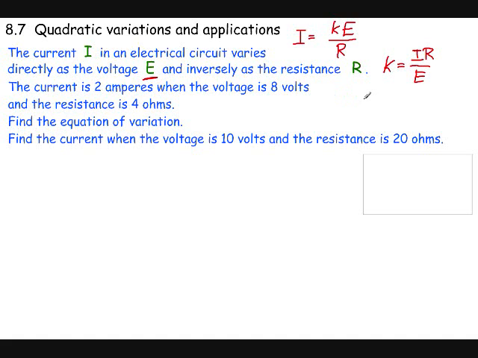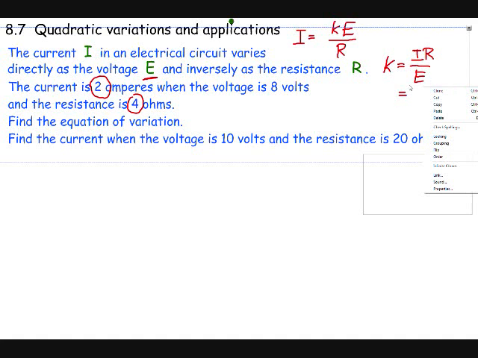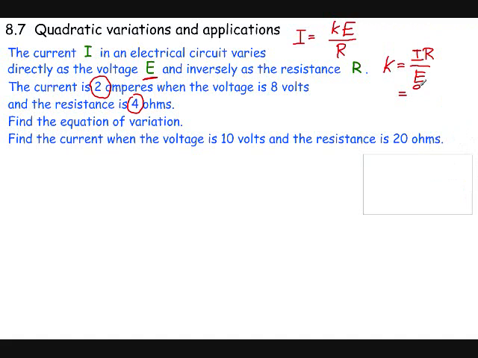The I is 2. Right, that's my current. 2 times the resistance, which is 4. So I've got 8 amps times 4 ohms is 8, divided by E, the voltage, which is 8. Oh, this is the one we were just looking at. Well, it isn't the same equation, but we have a K now that is equal to 1.